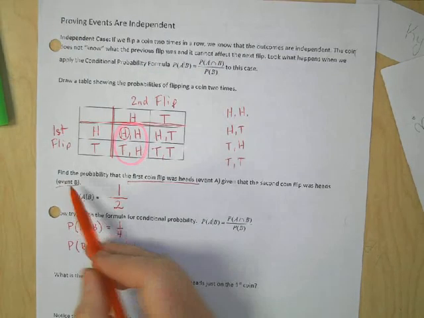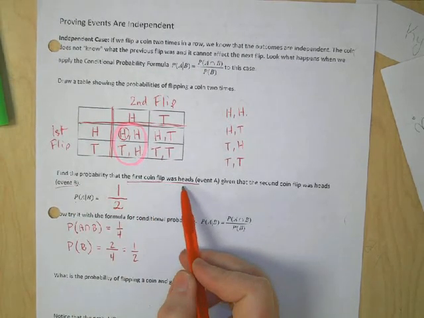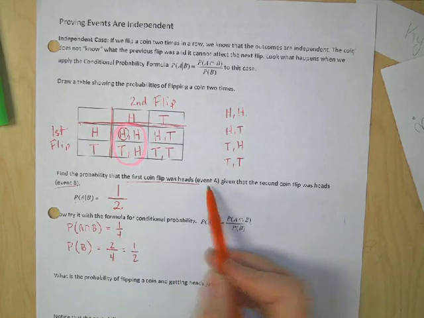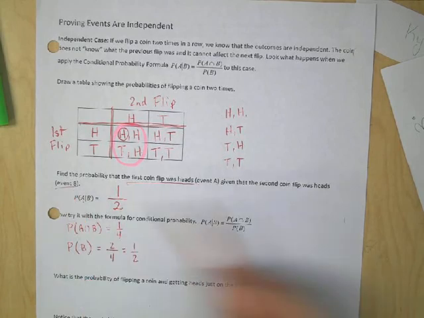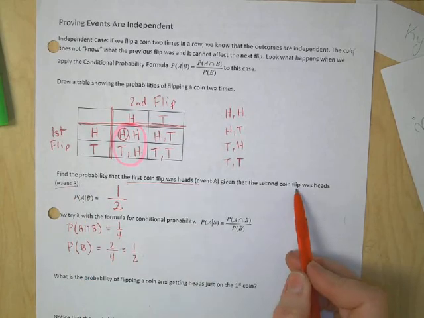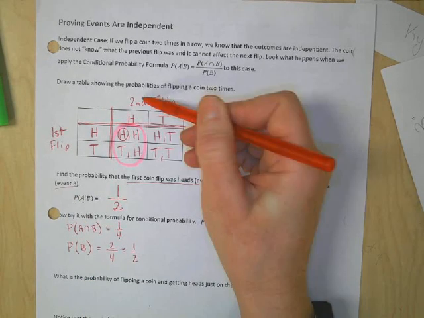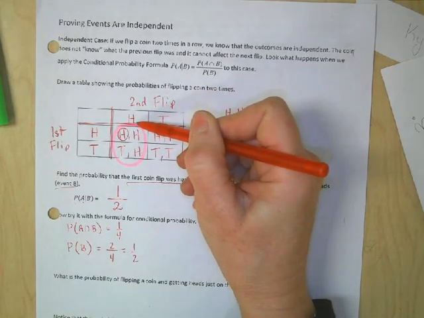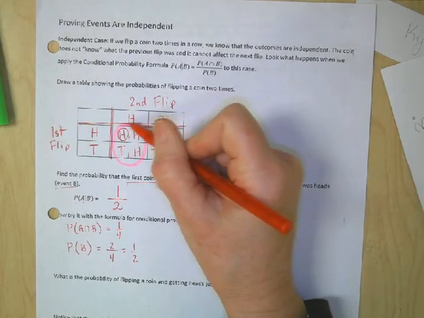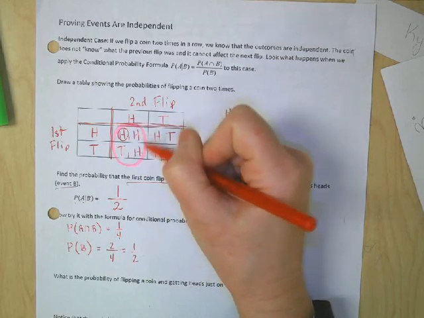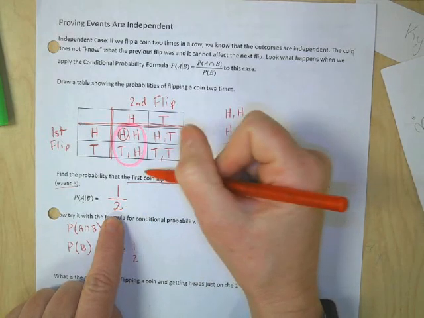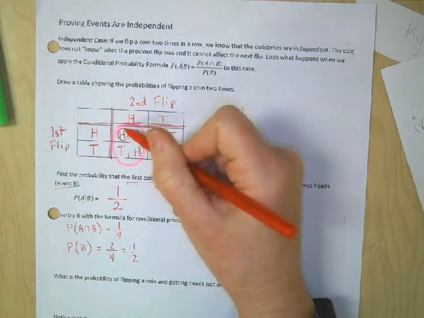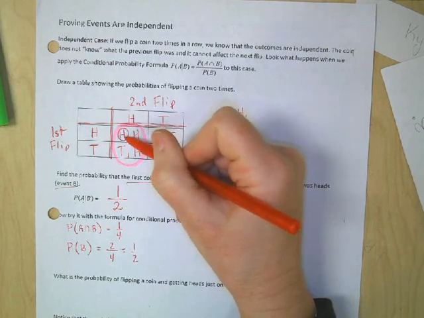Find the probability that the first coin flip was heads, we'll call that event A, given that the second coin flip was heads, we'll call that event B. So we already know that the second flip was heads. So here's my second flip. We're just going to be looking at the situations where the second flip was heads. That's these two outcomes right here. So I'm looking at two possible outcomes, so that's why I have a 2 in the denominator. And I care about the one where the first coin flip was heads. So right here, that's this outcome, so it's 1 over 2.